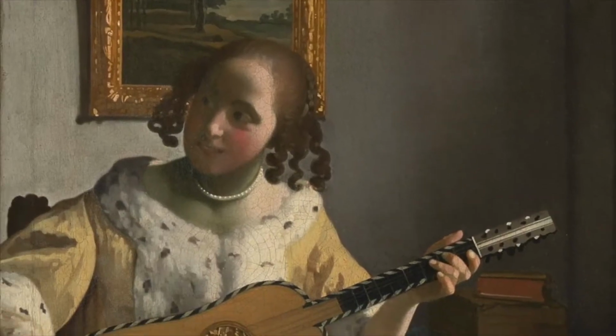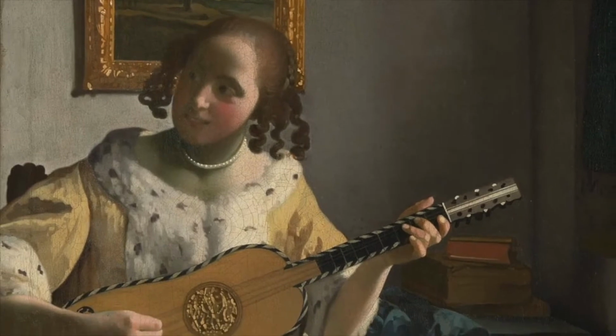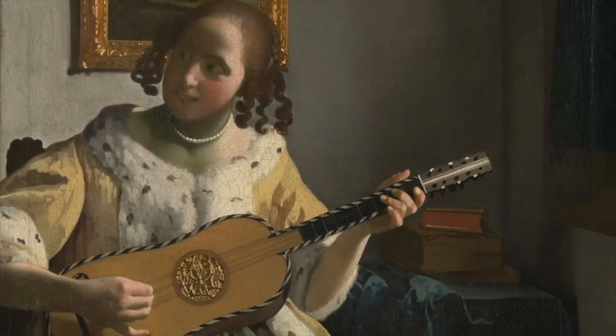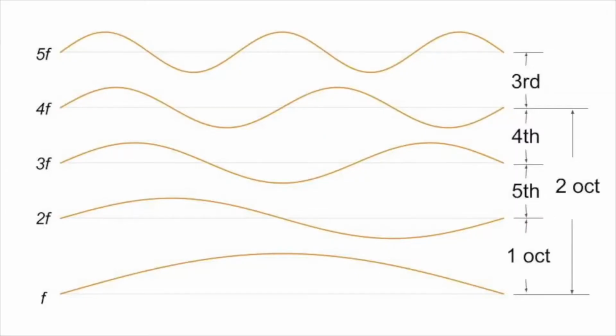Ratios such as 2 to 1, 3 to 2, 4 to 3, 5 to 4, 6 to 5 also appear in music. If two strings are vibrating, and the ratio of the vibration is 2 to 1, that corresponds to an octave. If it's 3 to 2, it corresponds to a perfect fifth. If it's 4 to 3, a perfect fourth. 5 to 4, a major third. 6 to 5, a minor third, and so forth.